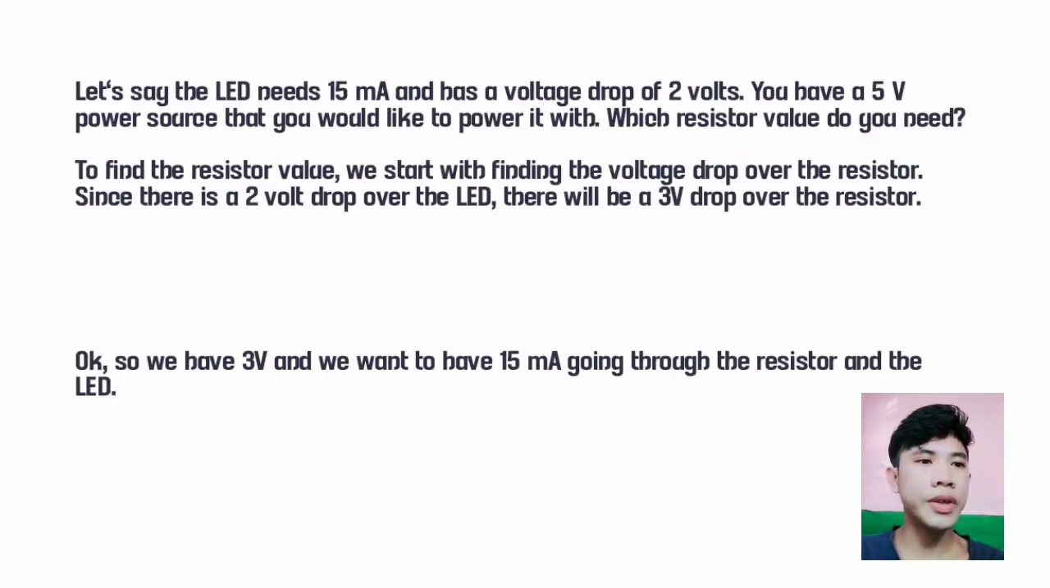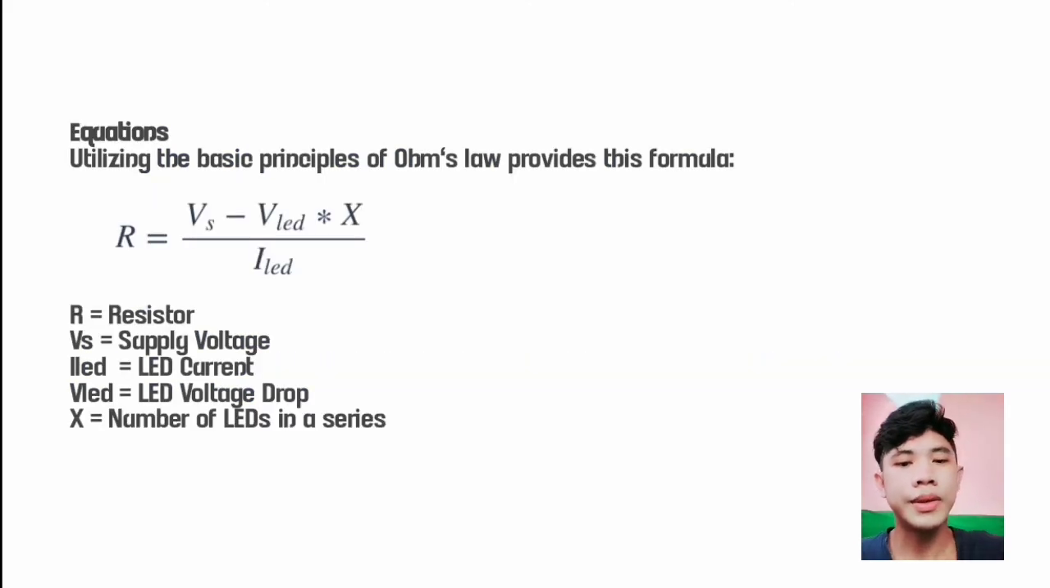Let's say the LED needs 15 mA and has a voltage drop of 2 volts. You have a 5 volt power source that you would like to power it with. Which resistor value do you need? To find the resistor value, we start with finding the voltage drop over the resistor. Since there is a 2-volt drop over the LED, there will be a 3-volt drop over the resistor. Okay, so we have 3 volts and we want to have 15 mA going through the resistor and the LED.